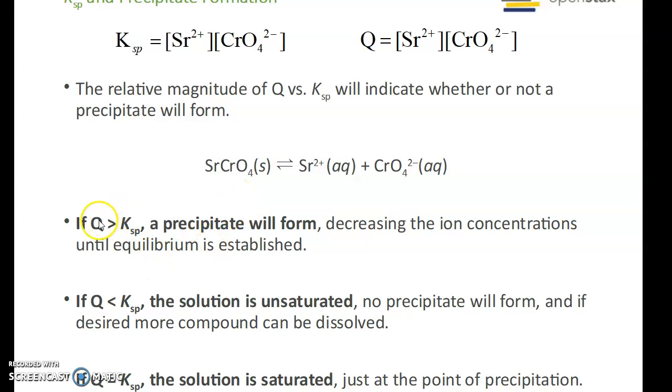And so it's important to understand the relationship between what Q is versus the KSP in terms of whether a precipitate will form or whether, if you add something to the material, more can be dissolved in it.